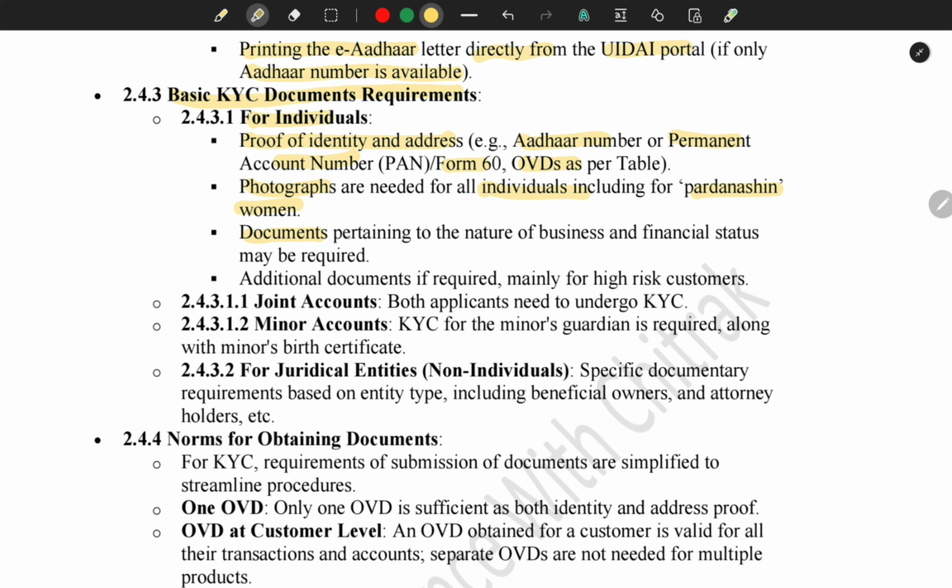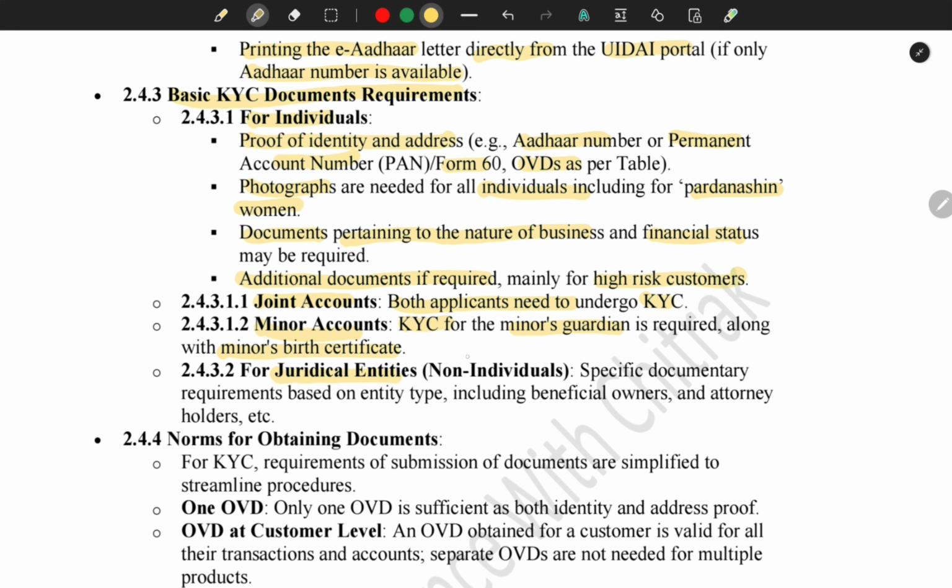We need documents regarding the nature of the business, and the financial status may also be required. And if there are any additional documents required, we should take these specifically for the high risk customers. Then for joint account holders, both the applicants need to undergo the KYC process, and the documents needed are as explained for each individual. For minor accounts, the KYC for the minor's guardian is required, along with the minor's birth certificate and the picture of both the guardian and the minor.